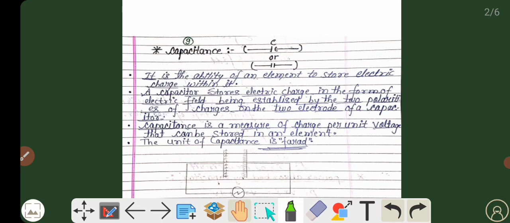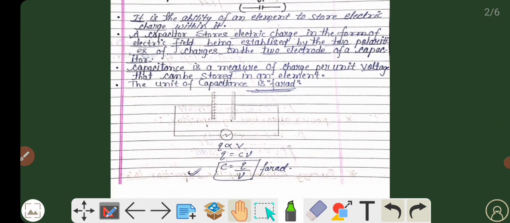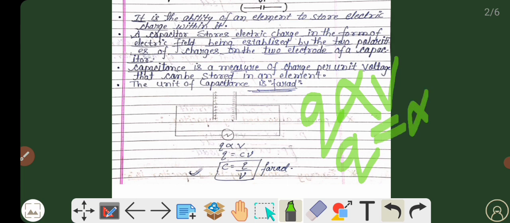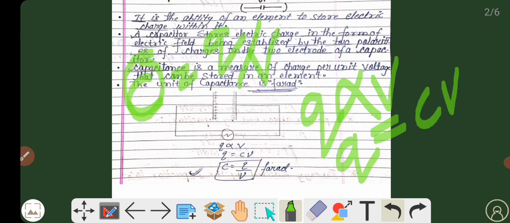Now my dear friends, as we know, Q, that is charge, is directly proportional to voltage. From here, if we remove the sign of proportionality, then a constant will come into play, and that will be equal to Q is equal to CV. This is the capacitance, or we can say the capacitor. If we calculate the value of C from here, then C is equal to Q by V, which means charge per unit voltage stored in an element is known as capacitance.